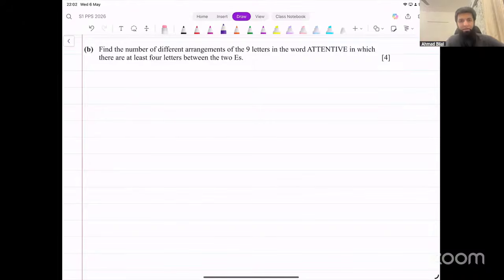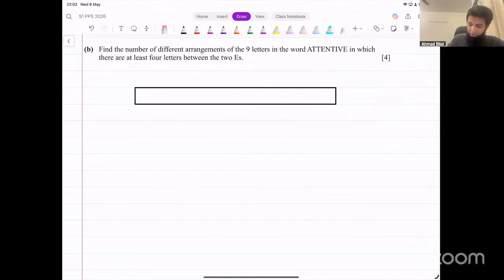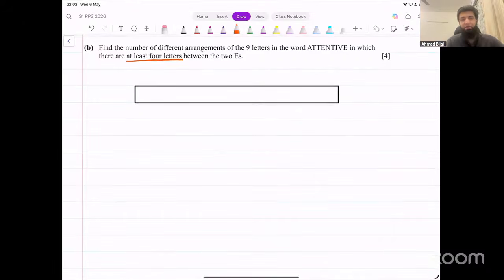Now, this is a standard question that you keep seeing in recent papers, right? That you have a certain number of letters between two given letters. But the additional complication here is they've not specified how many letters are between the two E's. There are at least 4 letters. That means it could be 4 letters between the two E's. It could be 5 letters. It could be 6 letters, right? So you'll have to consider multiple cases for this.